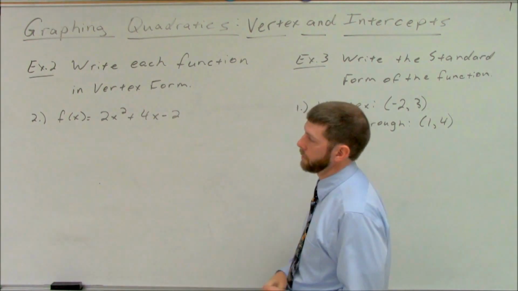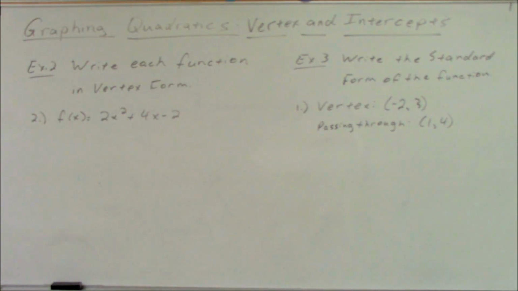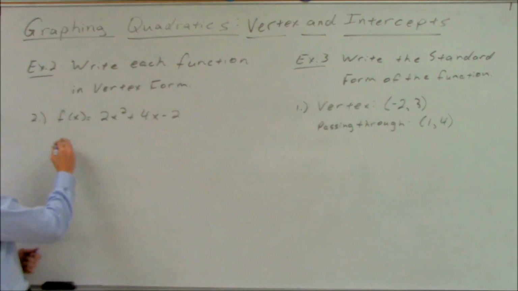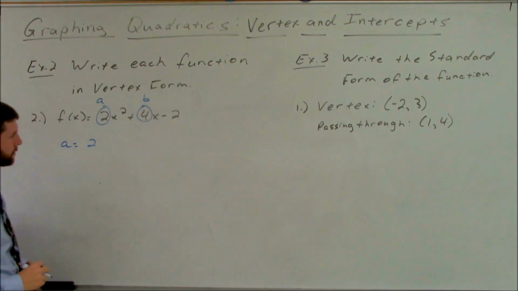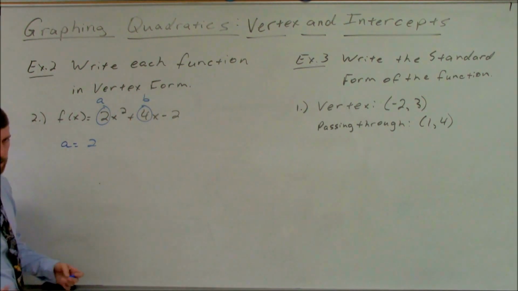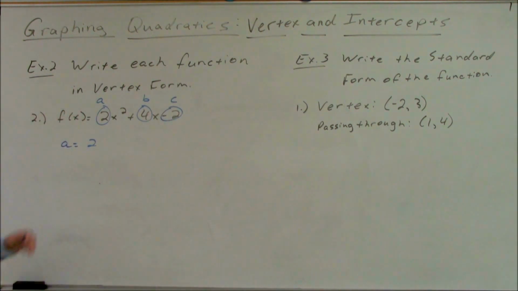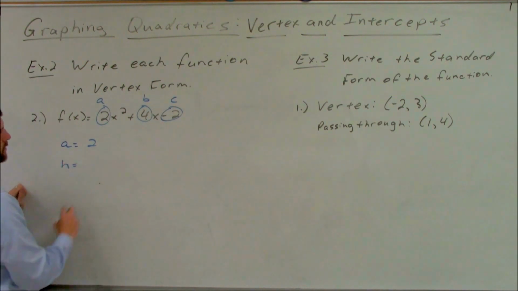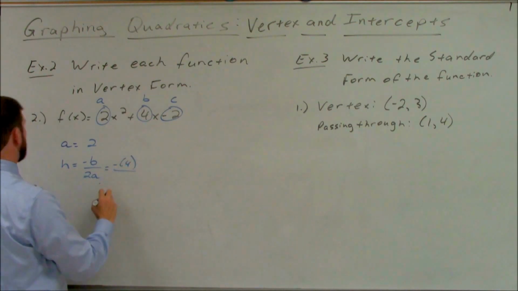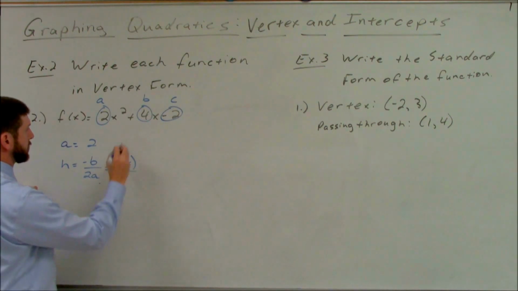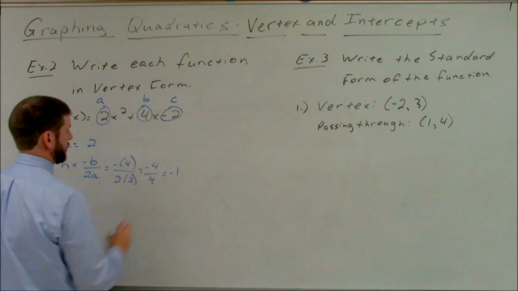So hopefully you were able to come up with an answer to both of these. Let's go through and check your work, see how you did. All right, so first thing we know we need to do is identify A. So A is still A, that's the 2. There's A, there's B. Now, we don't need C at the moment to be labeled as C, but if you want to, go ahead and label it C. So we have our A, we need our H. H, we know we use the formula negative B over 2A. So negative 4 over 2 times 2. So negative 4 over 4 is equal to negative 1.